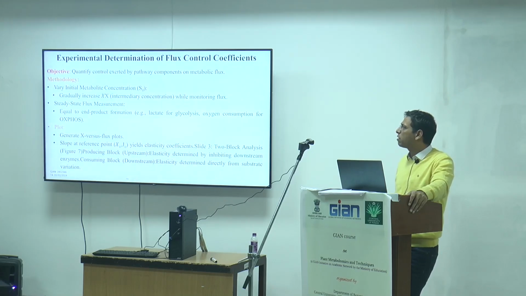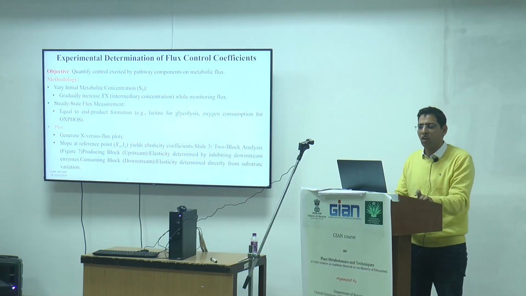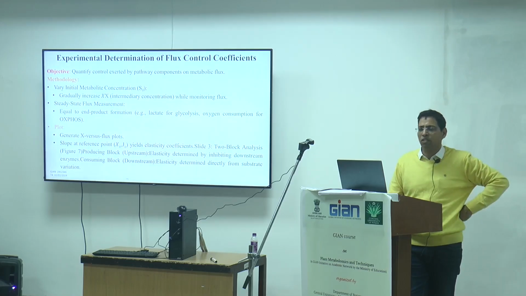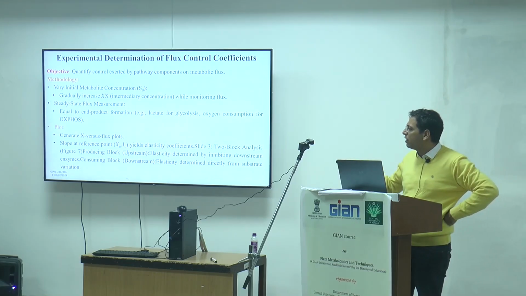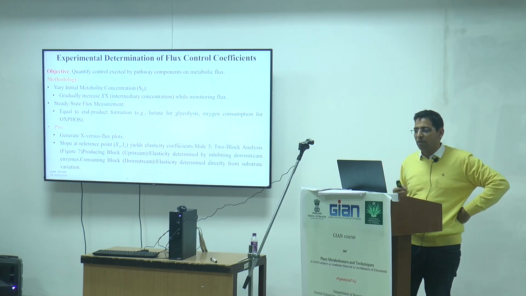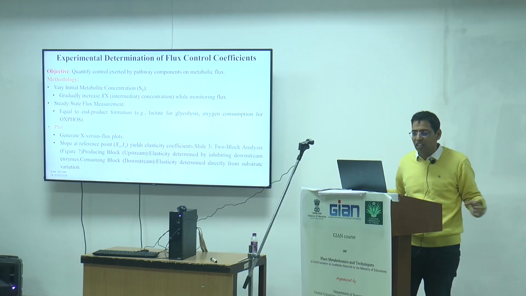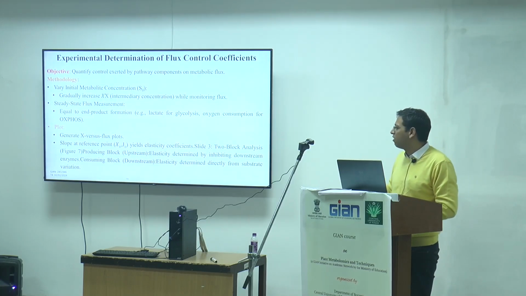So for experimental determination of the flux control analysis, we can also approach this concept with the objective of quantifying the control exerted by the pathways on the metabolic flux. This is the methodology, and this is the plot you have to plot, that is, generate the x versus flux plot, the slope at the reference points yields the elasticity coefficients, and then producing blocks upstream, downstream. Elasticity is determined by inhibiting the downstream enzyme, consuming blocks downstream, and elasticity is defined directly from the system variation.